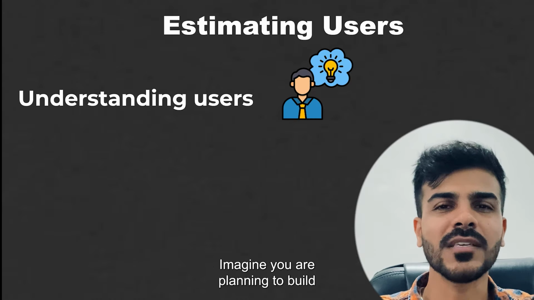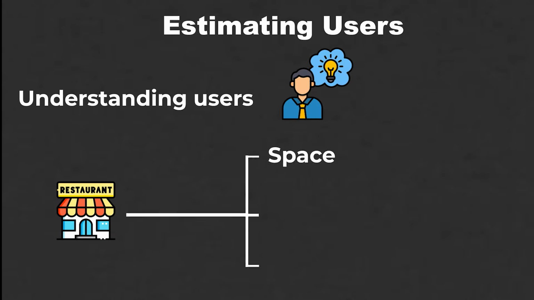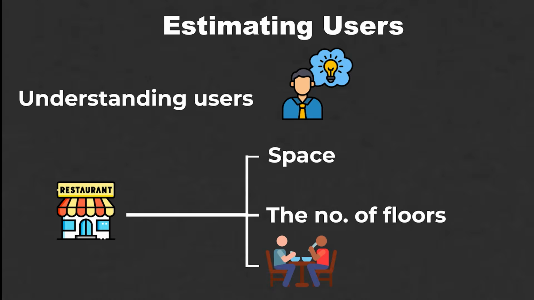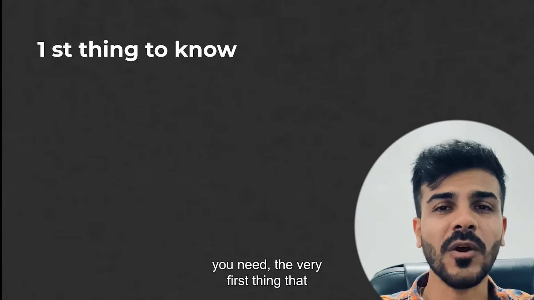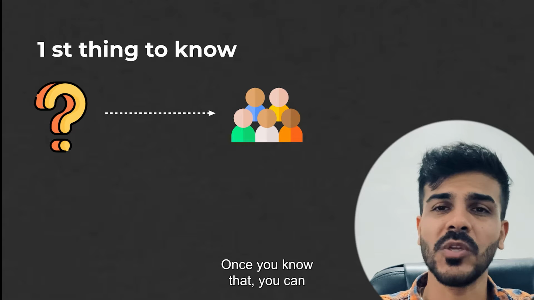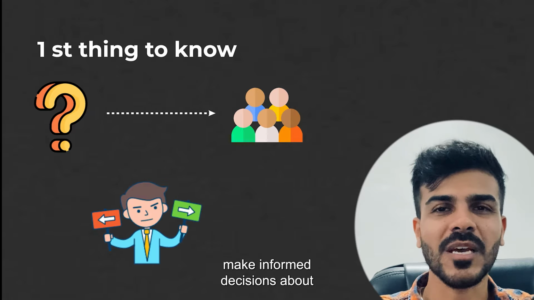Imagine you are planning to build a restaurant. Before you decide on the space, the number of floors, or how many tables you need, the very first thing that you need to figure out is how many people will visit. Once you know that, you can make informed decisions about everything else.